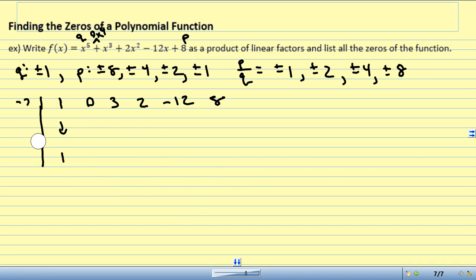I want to make sure I didn't mess up on 1. I'm just going to try it again. So 1 times 1 is 1, 1, 1, 4, 4, 6, 1 times 6.